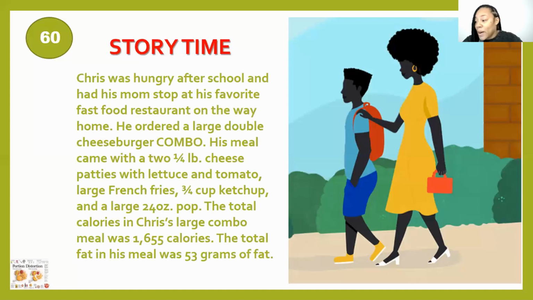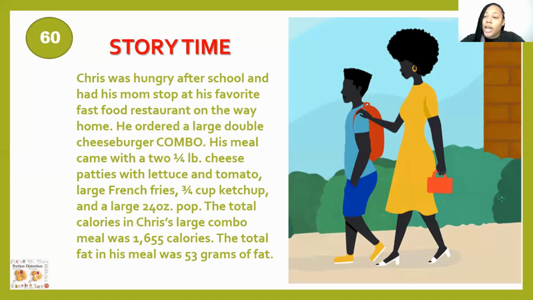I know I am. But we also want to keep in mind that this is not the only meal he ate today. Chris had breakfast before school. He also had lunch in school. And then he still plans on eating dinner, which means that he probably has surpassed the 2,000 calorie mark already.